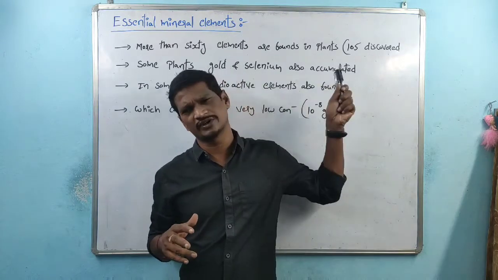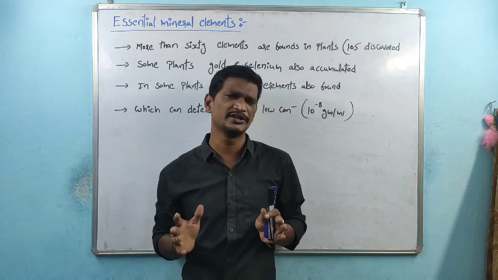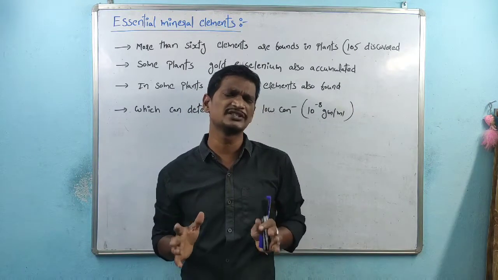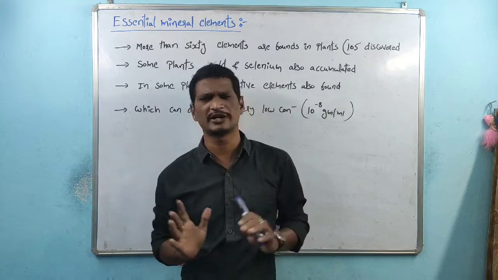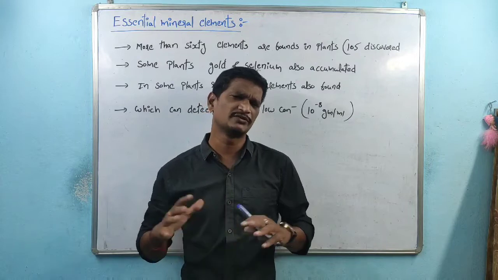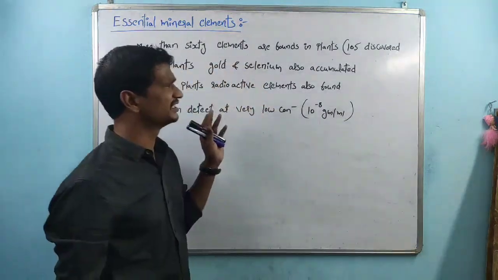Out of here, 105 elements are there in total. Within those elements, more than 60 elements are identified within plant bodies: different types of plant bodies, not a single plant body, and different types of plant species. More than 60 elements are identified.